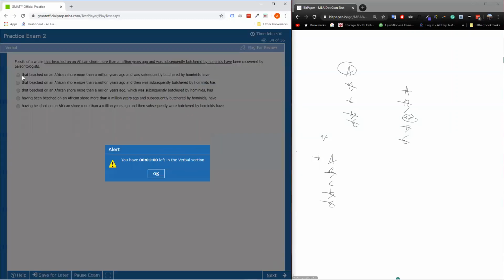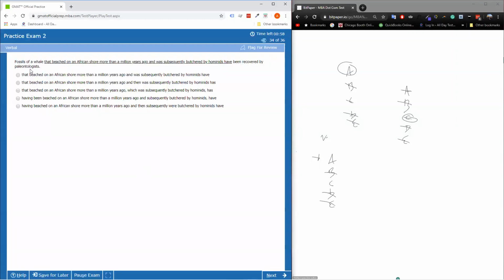Running out of time. Fossils of a whale that beached on an African shore more than a million years ago and was subsequently butchered by hominids have been recovered by paleontologists. Sounds okay. So it can't be "has" for fossils. Fossils of a whale. I think A.